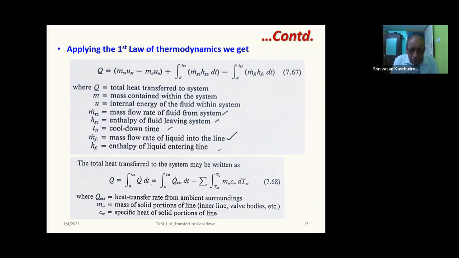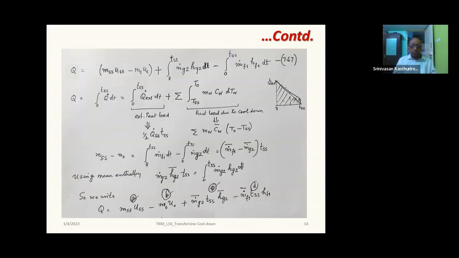So Q external is the heat transfer rate from the ambient surroundings. MW represents the mass of the solid portion of the line. There are a number of solid portions of the line. One is the inner line, wall bodies, maybe there are couplings and things like that. Then CW represents the specific heat of the solid portion of the line. So for the external heat that is coming in, we are just using the formula MC delta T. That's all we are using. Okay, so let's see further.